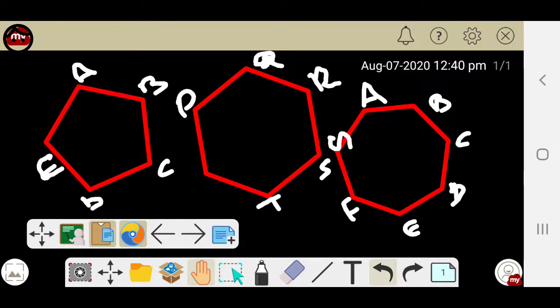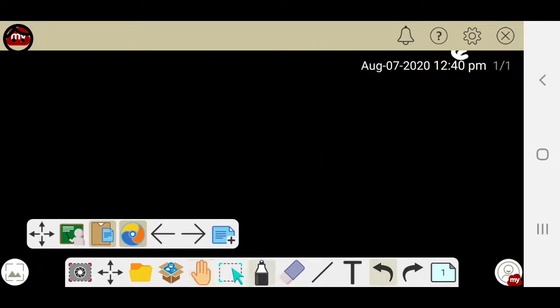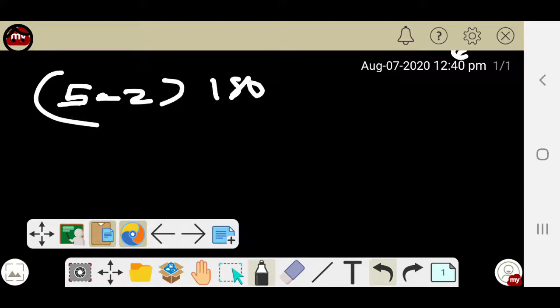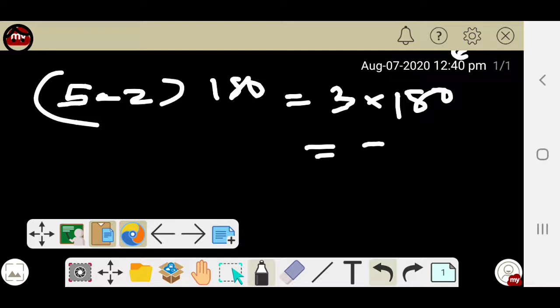Here, first one, this one is a regular pentagon. Regular pentagon means 5 sides and all the 5 sides are equal. Then here it's one measurement x. If one measurement is x, then all other angles equal the same x. So we know that for 5 sides, 5 minus 2 into 180 equal to 3 into 180 equal to 540. Then how many angles are there?